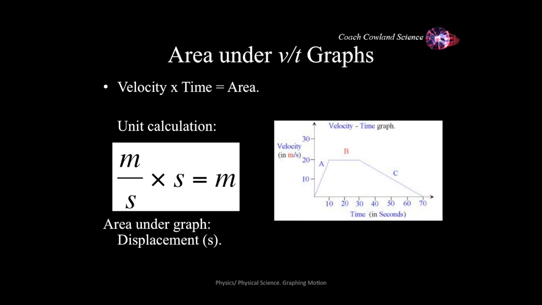So this graph is actually really useful. It tells us how far something's traveled, it tells us how fast it's going at any point, and it tells us what the acceleration is at any point as well. So if we have a velocity time graph, we can do an awful lot of stuff in motion. Really good, and we're going to use them an awful lot.